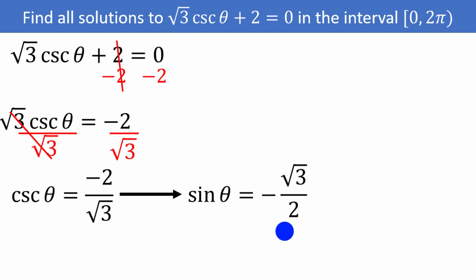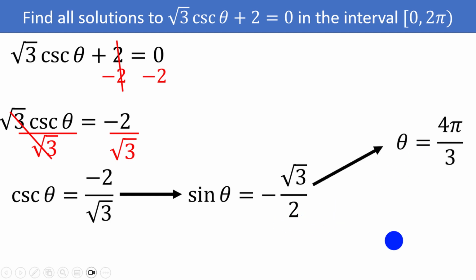We know that sine of pi over 3 is equal to the square root of 3 over 2. So pi over 3 is our reference angle. So that means that the 2 solutions will be 4 pi over 3 in quadrant 3, and then also 5 pi over 3 in quadrant 4. These are our 2 answers.